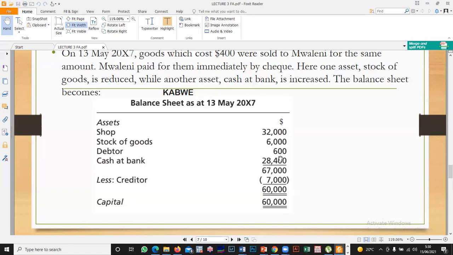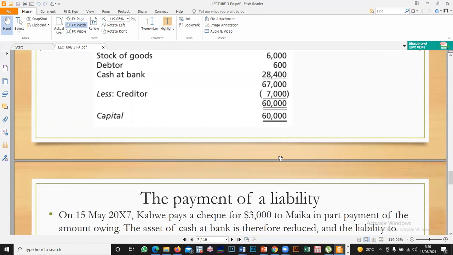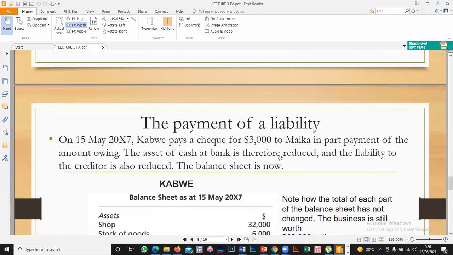Now the creditor still remains. Remember, we've not paid that $7,000. So we're still lessening our capital by $7,000. But when you do that, we're still going to land at $60,000 as our capital. I'm sure that is a very simple understanding now.